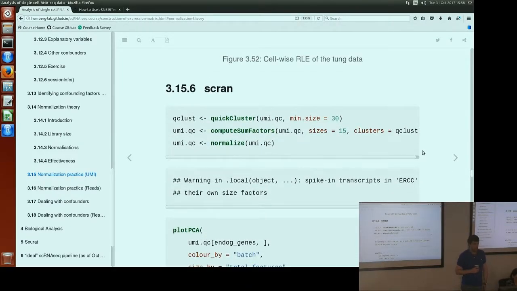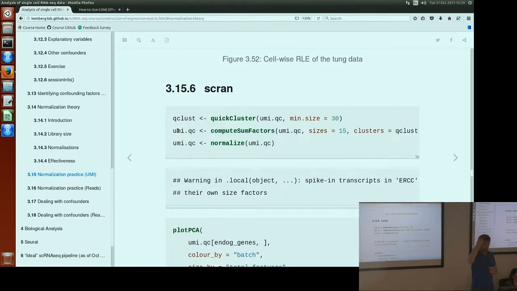So the scran approach does a quick clustering of cells using a scran function called quick cluster, and we use that rough clustering of cells as input to the compute sum factors function. We apply compute sum factors with that clusters argument, and we get our single cell experiment object back with the size factors computed by scran added to it.